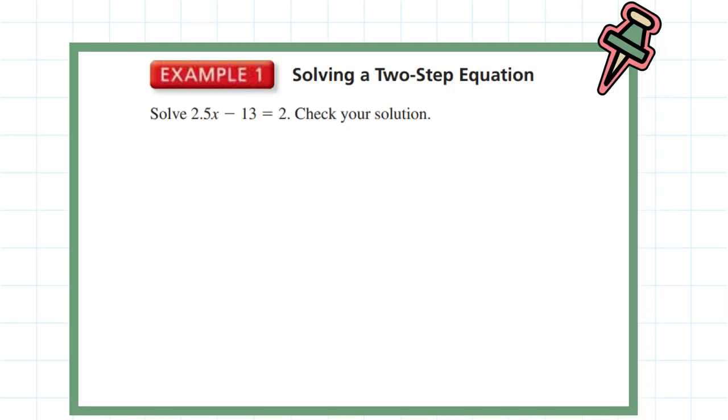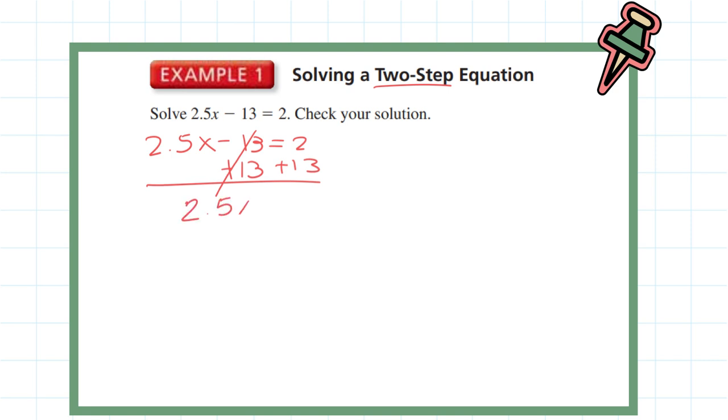Solving a two-step equation. Solve 2.5x minus 13 equals 2. Check for solutions. First we're going to write our equation: 2.5x minus 13 equals 2. This is a subtraction, so we're going to undo the subtraction by the inverse, which is adding 13 to both sides. I'm not touching my x yet. So this cancels out and I'm left with 2.5x equals 15.